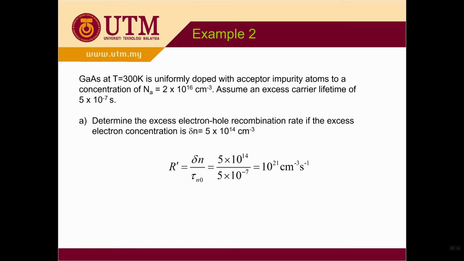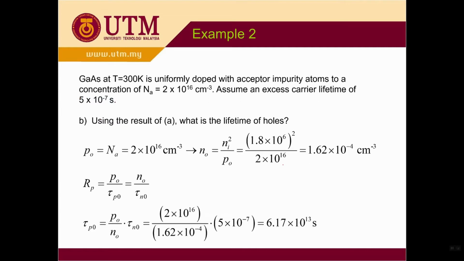For this solution, it's given that you got this delta N, you put it down here, and then you're given this excess carrier lifetime. You take this one here, put it down here, you divide them, and you get the answer. Much more straightforward. For part B, this is a bit longer. You want to get the lifetime of holes. So hole, not excess hole.